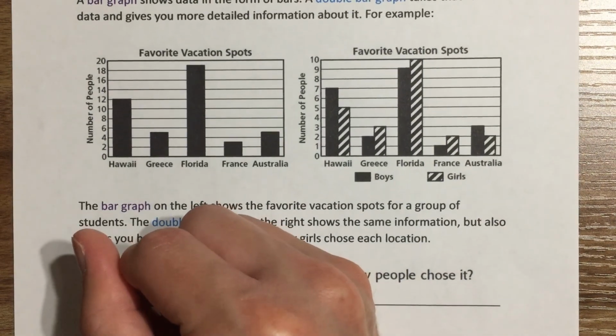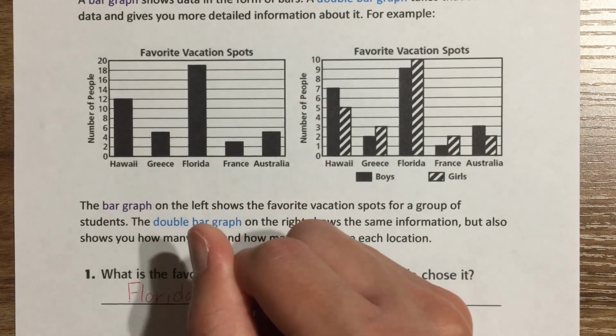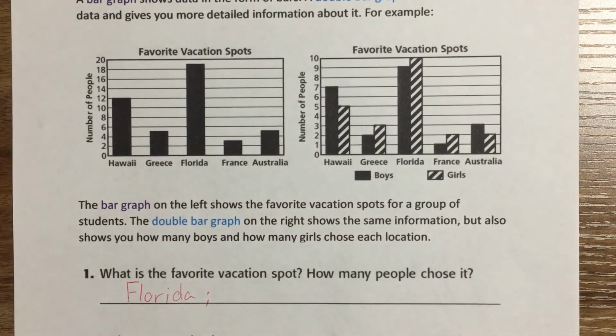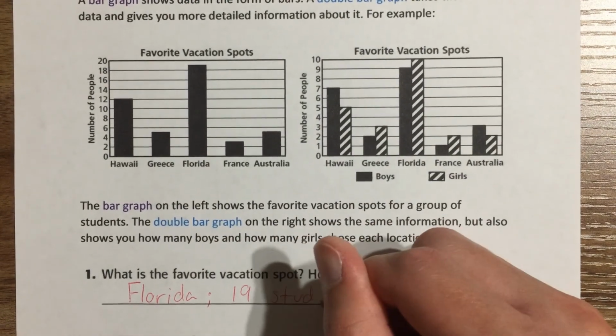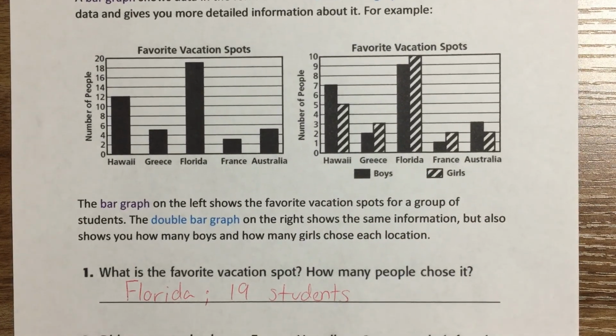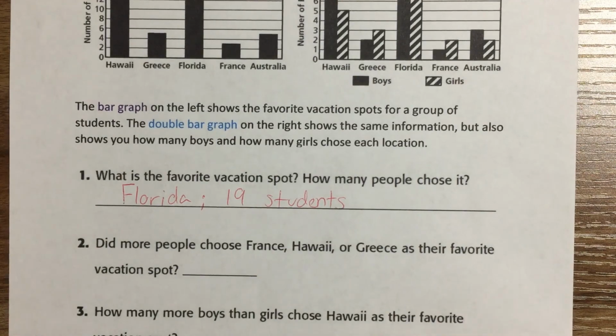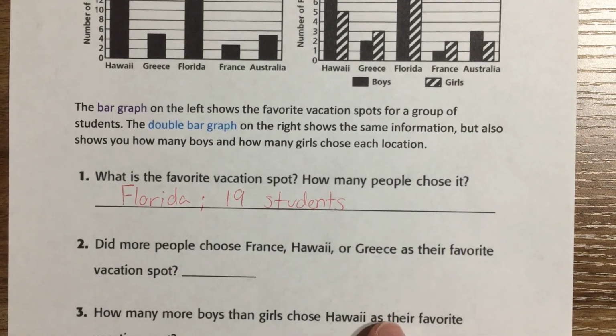So, we're going to put that down here. Florida. And we'll break that apart with a semicolon there. And 19 students chose that. 19 chose Florida. Number two, did more people choose France, Hawaii, or Greece as their favorite vacation spot?